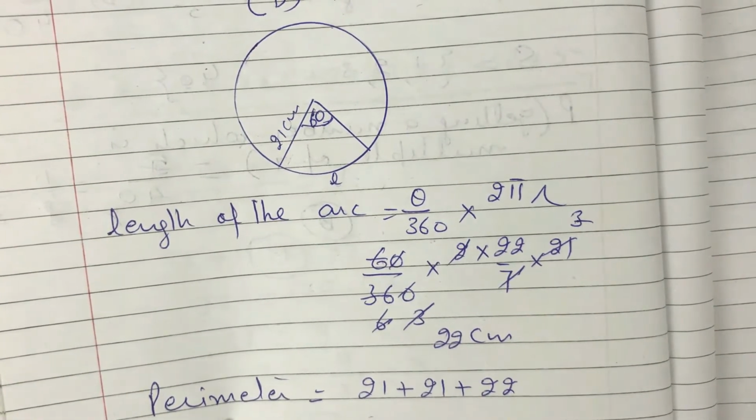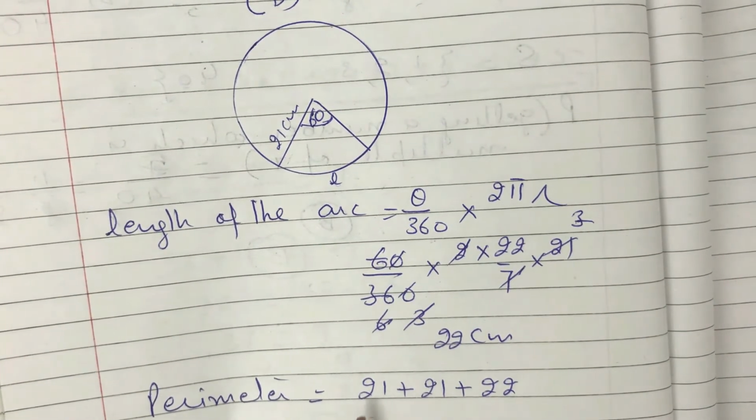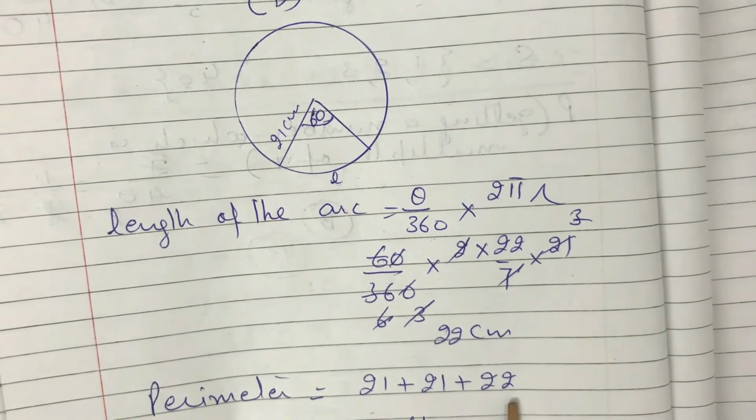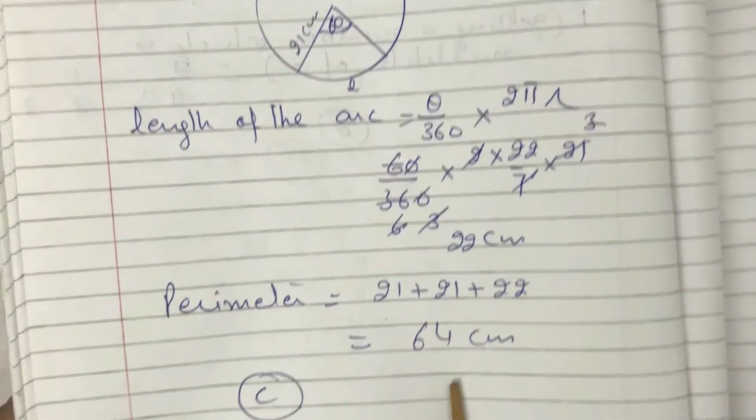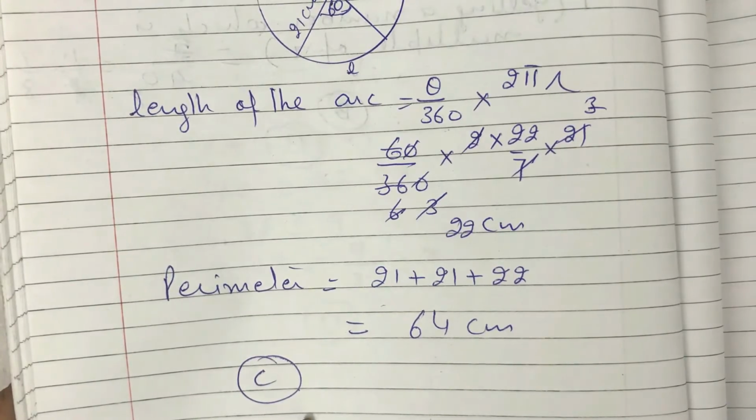We are to find the perimeter of the sector. That will be 21 plus 21 plus 22. So the answer is 64 centimeter. So C is the option.